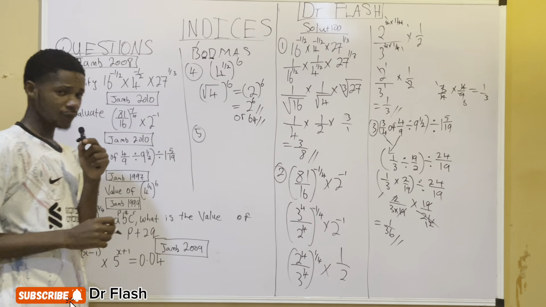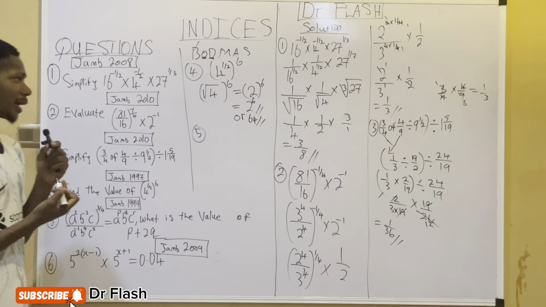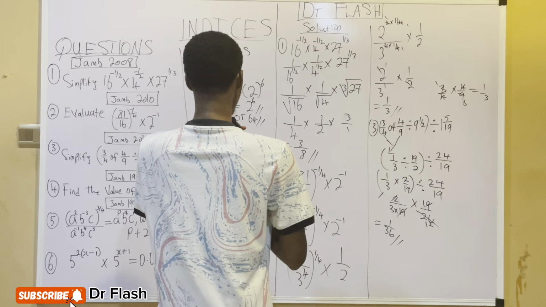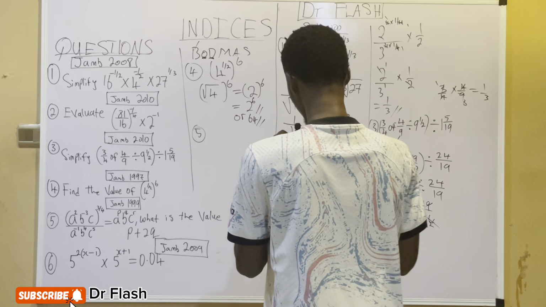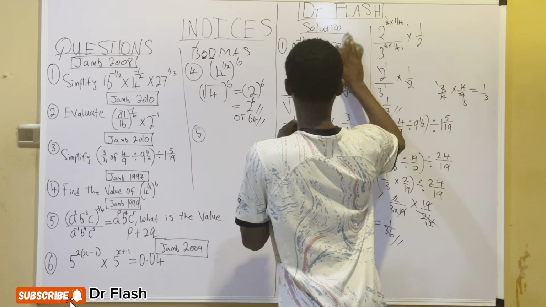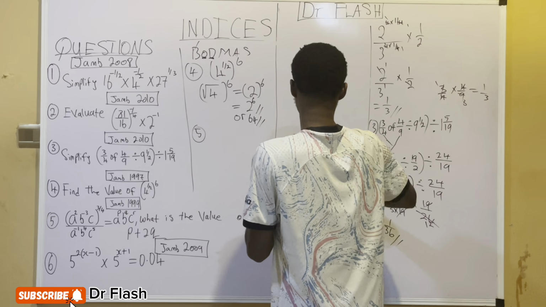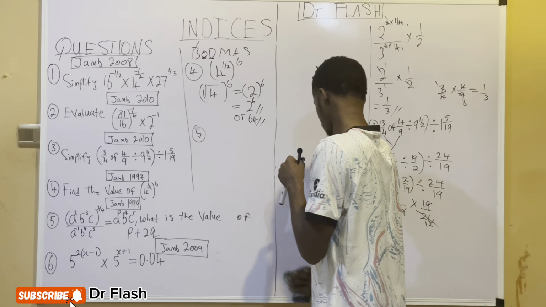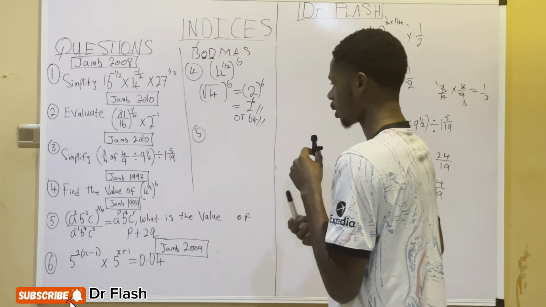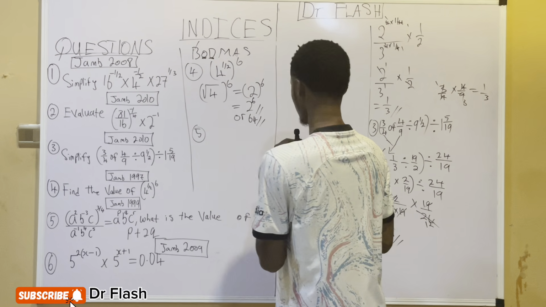Now for question 5, this was also a JAM problem. I think we are going to need to wipe out this place to make it easier for us to solve question 5's problem. Now for question 5, let me write it out.